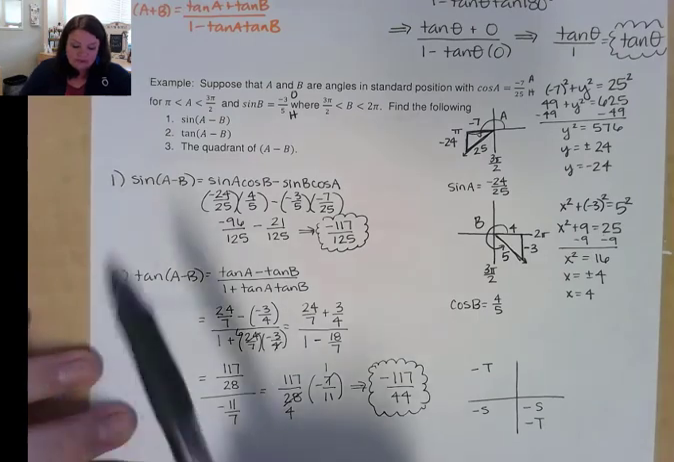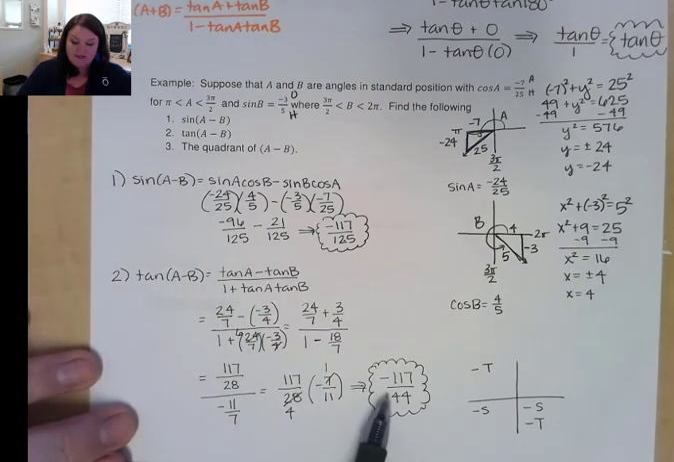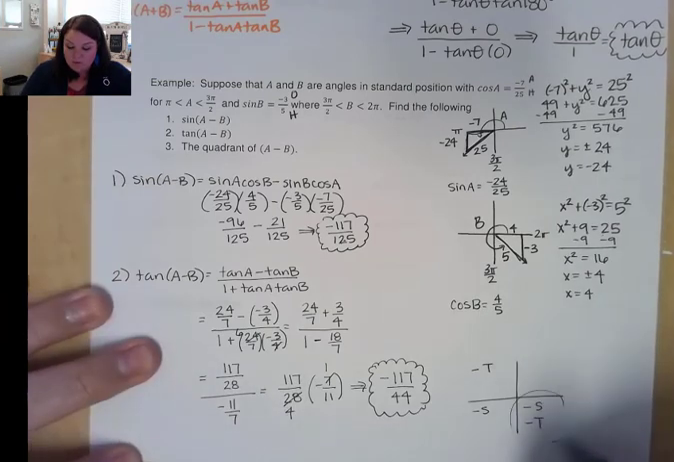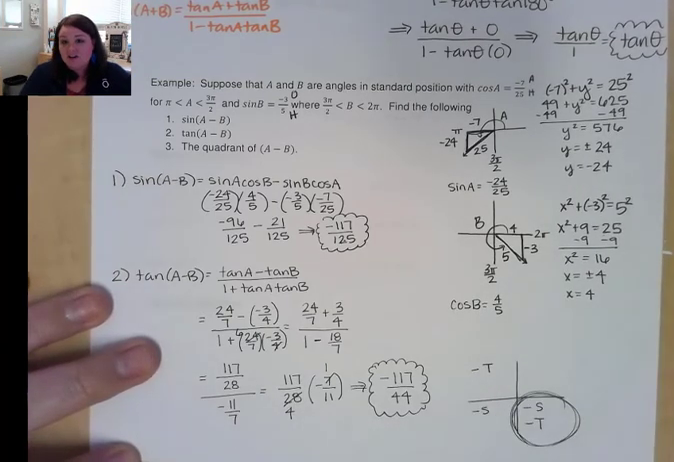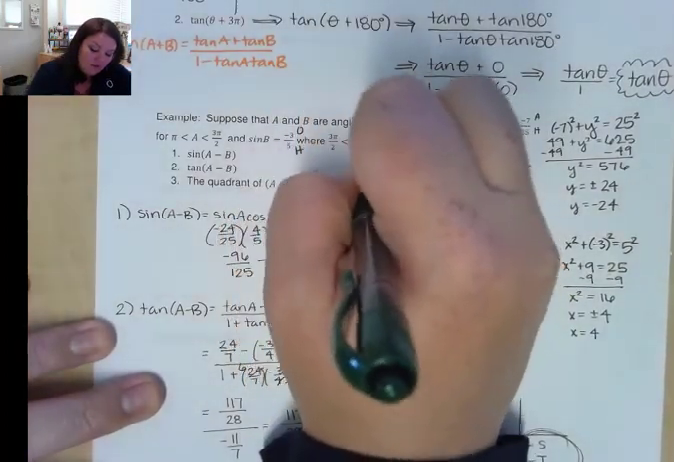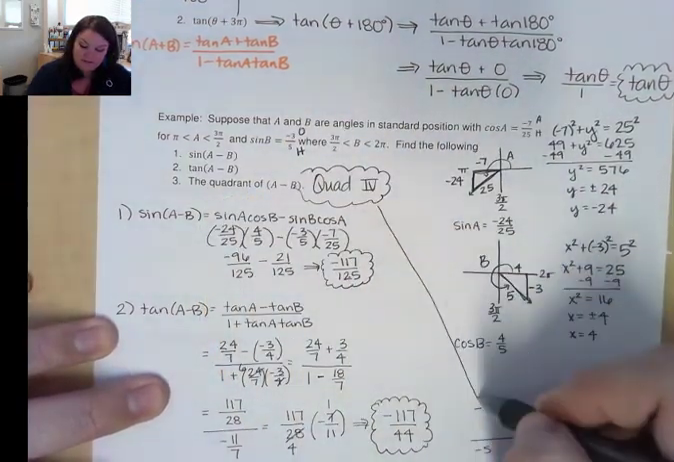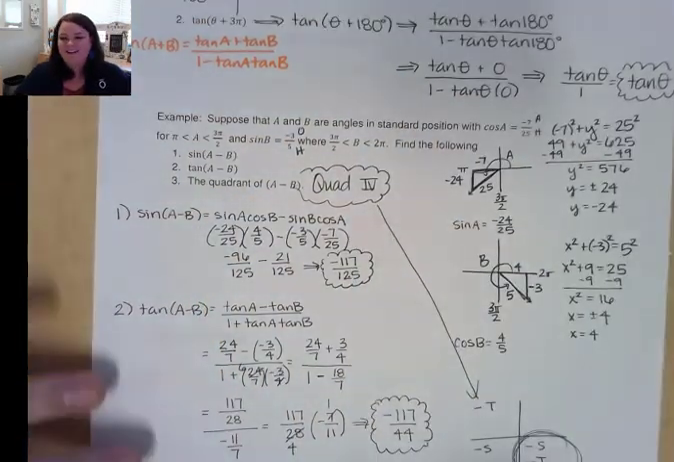So since I have already confirmed that my sine is negative and my tangent is negative, the only possible quadrant where both sine and tangent are negative would be quadrant 4. So that would be my answer for part 3. Quadrant 4. And my reasoning is right there. Okay.